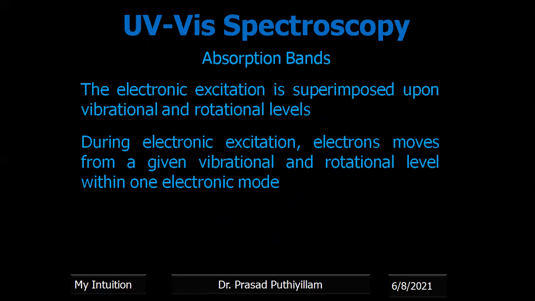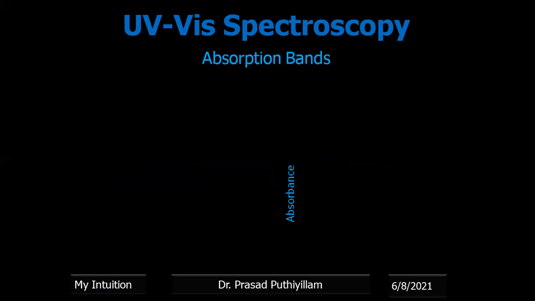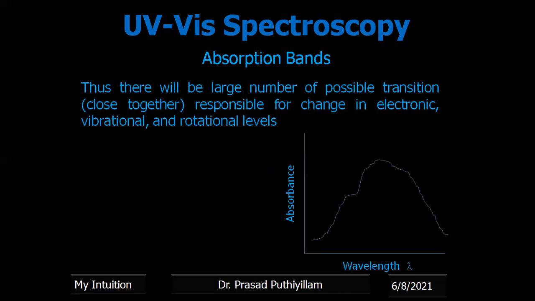So electronic excitation is superimposed upon vibrational and rotational levels. During electronic excitation, electrons move from a given vibrational and rotational level within one electronic mode, a particular electronic mode which absorbs, and jump to another electronic mode which has a different vibrational and rotational level. So because of that, when we get the spectrum, we are getting a broad spectrum, and a large number of electromagnetic radiations of wavelengths which are closer to each other are absorbed.